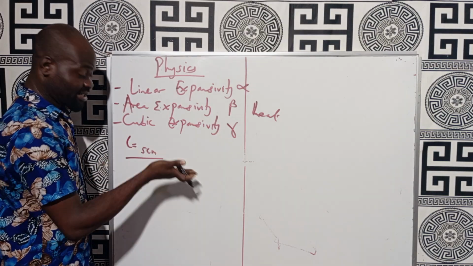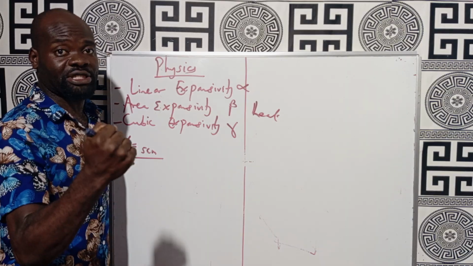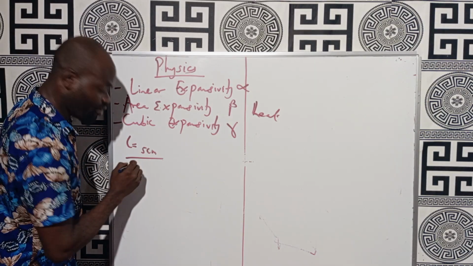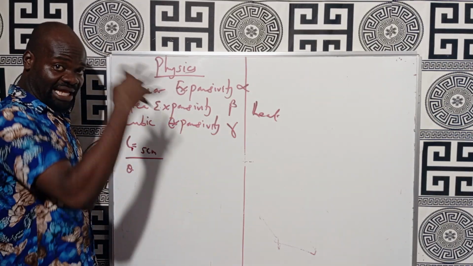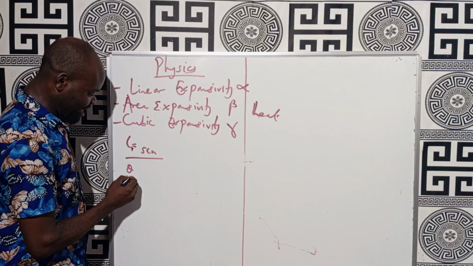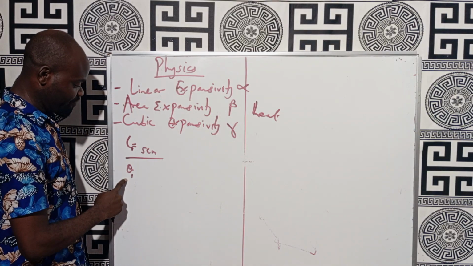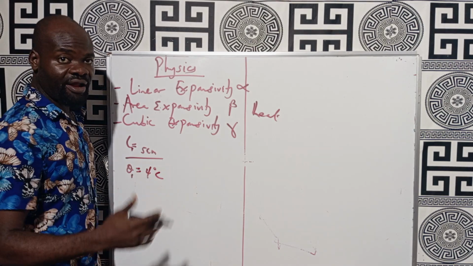There's some property on it: how long and how hot it is. How hot, that's temperature. That's theta. Theta for temperature. So let's say L1, the first length, is this. Our theta 1, the first, initial temperature, is, let's say, 4 degrees Celsius, for instance.